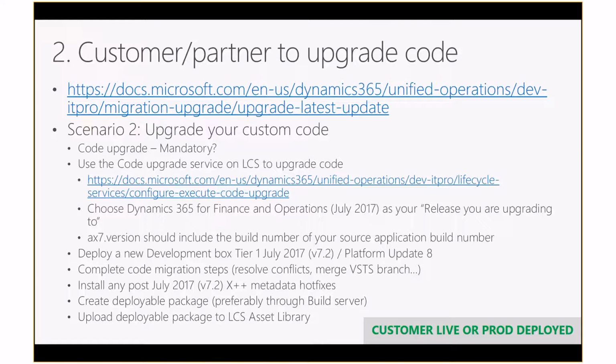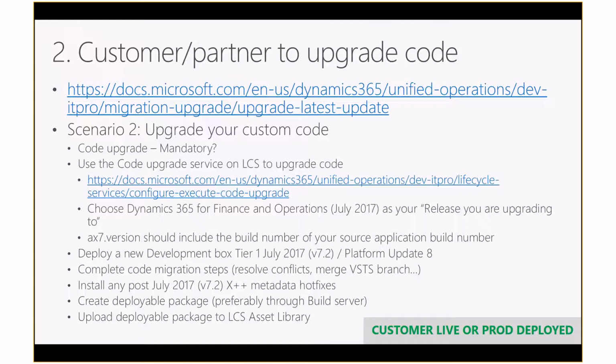And the last step, you can decide to do that already here, or you can do that later, is to merge the VSTS branches. When your upgrade is completely finished and you have a successful build, then you could merge your VSTS branches. Maybe you want to install any post-July 2017 metadata hotfixes afterwards, after you have a clean build. You can do that as well, and in the end you have to create a deployable package.